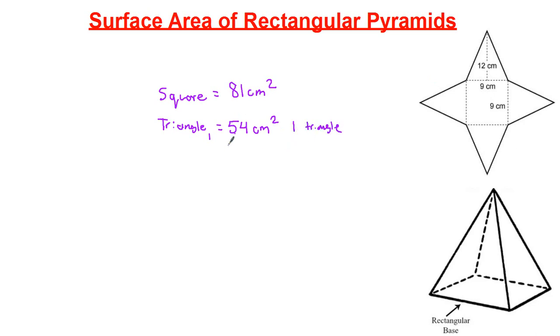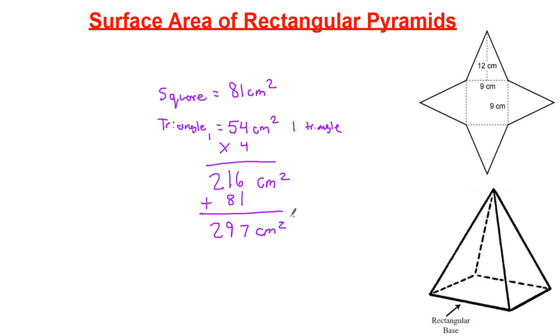Okay? Now, I have 4 of those triangles, so I'm just going to go ahead and multiply 54 by 4, and it's going to give me a value of 216. So the total surface area for all of the triangles is 216 centimeters squared. Now I'm just going to go ahead and add that to the area of the base, which is 81. So I'm going to get a total value of 297 centimeters squared as my total surface area.